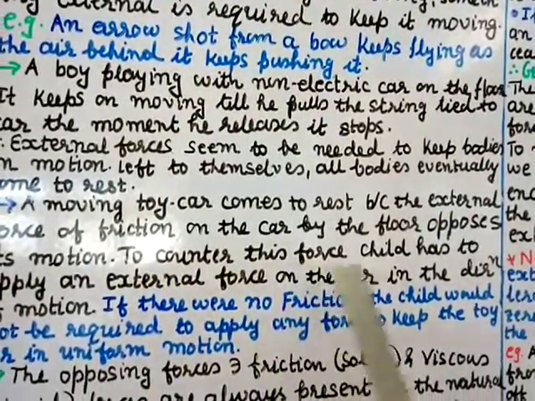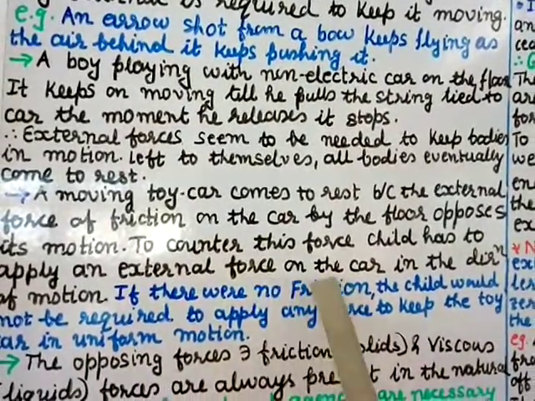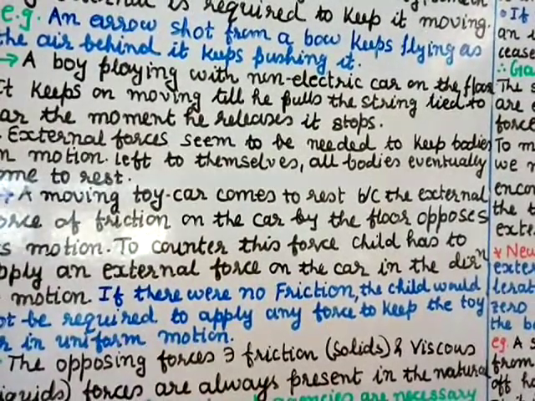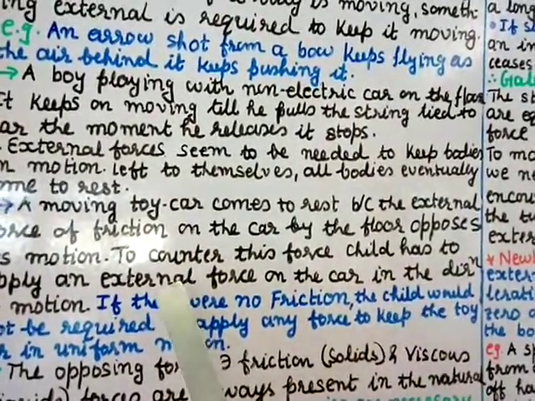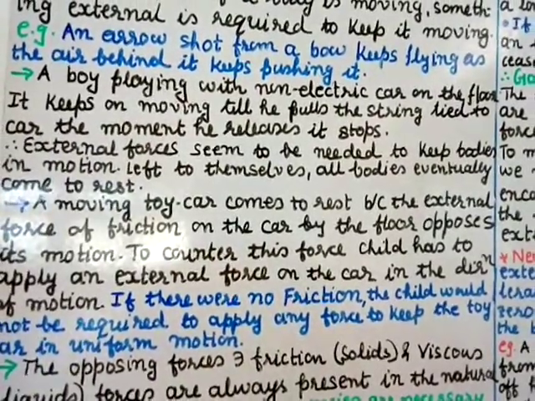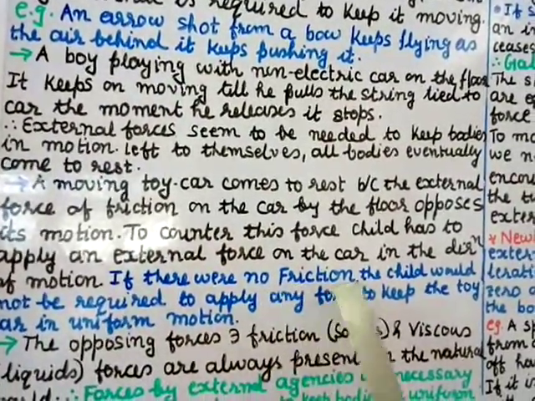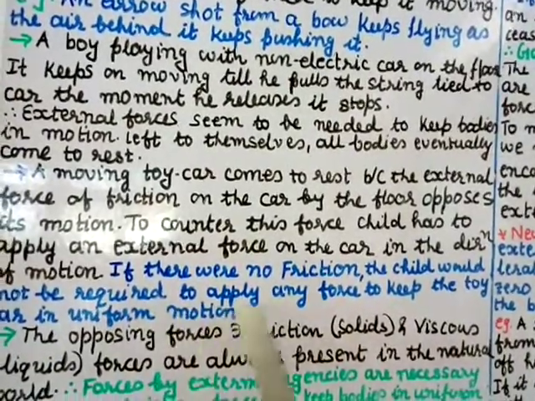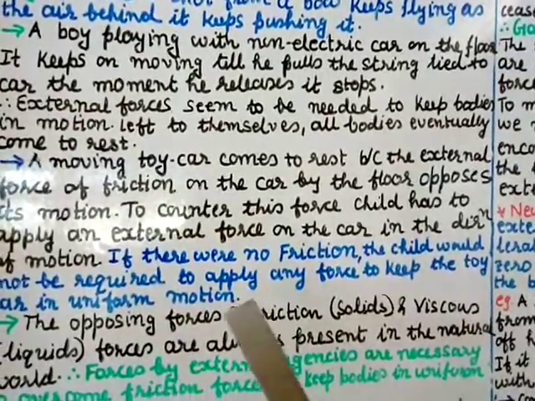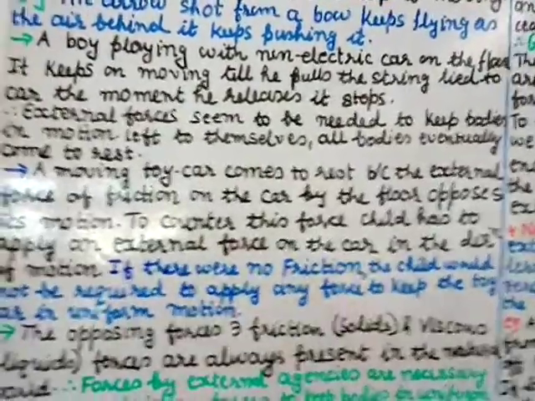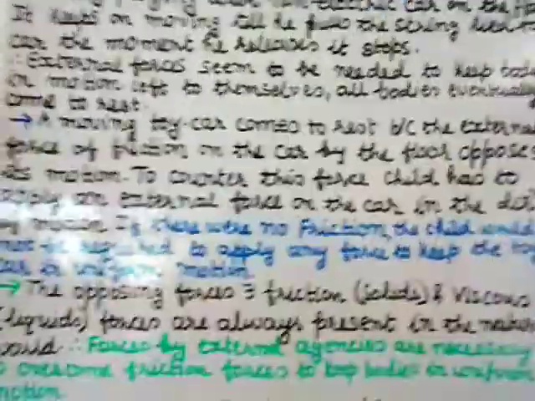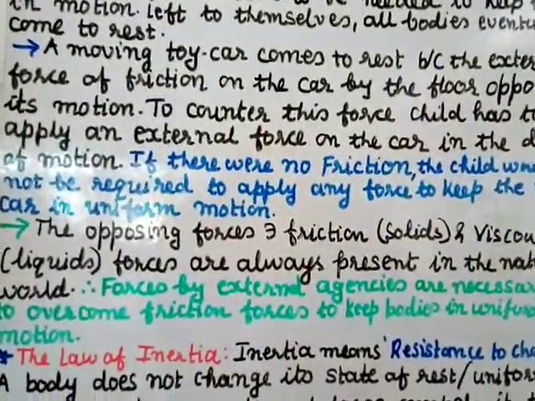To counter this force, the child has to apply an external force on the car in the direction of motion. So if you want to continue the motion of the car, then the child has to apply the external force to counter the friction force in the direction of the motion of the car. If there were no friction, the child would not be required to apply any force to keep the toy car in uniform motion. The boy would not need to pull the car to continue the motion.